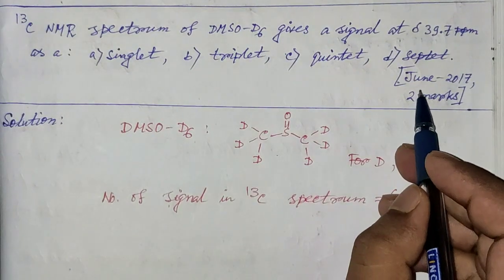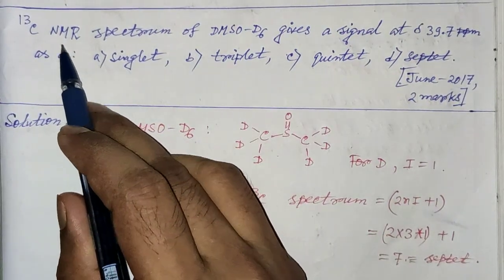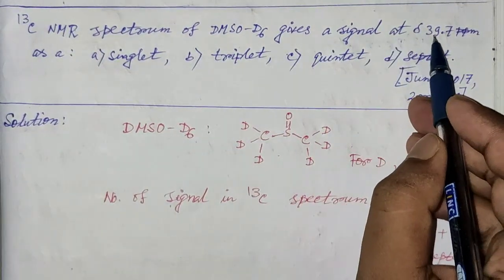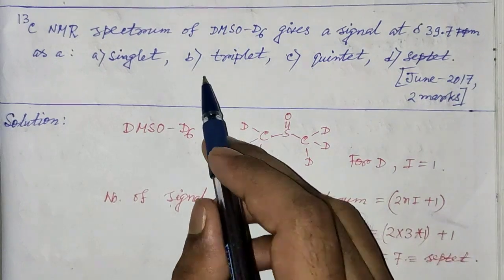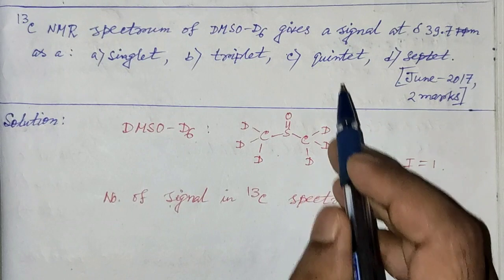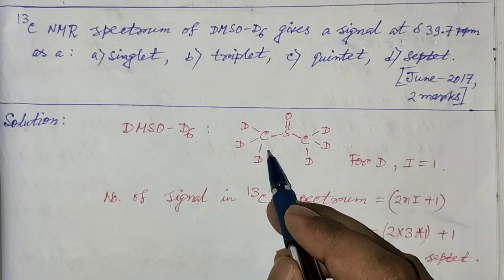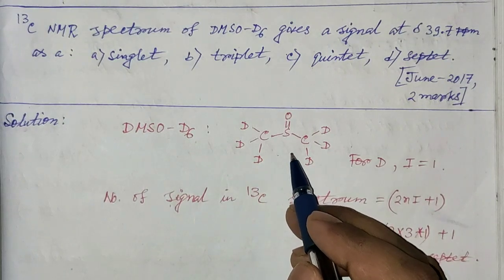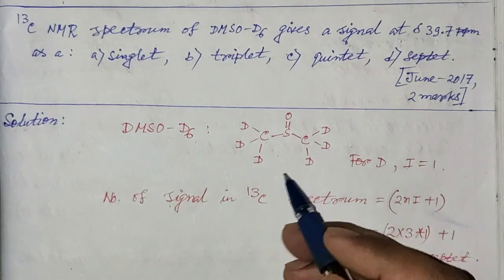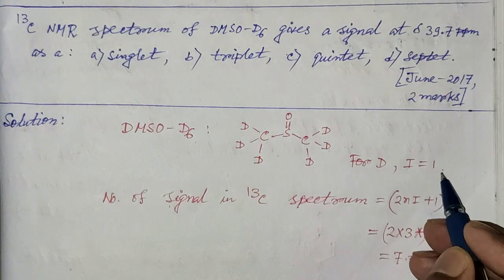Now the next question was asked in June 2017 for 2 marks. In the question, it is given that the 13C NMR spectrum of DMSO-d6 gives a signal at 39.7 ppm. We have to calculate the number of lines present in the signal. From the structure of DMSO-d6, we can see that the 6 hydrogen atoms of DMSO, that is dimethyl sulfoxide, are substituted by deuterium atoms. For the deuterium atom, the spin quantum number I is equal to 1.